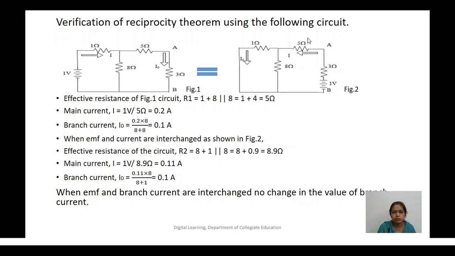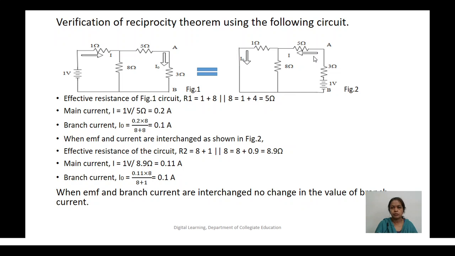Now after interchanging the branch current and the EMF, as shown in figure 2, we'll find the effective resistance of figure 2. The main current is flowing like this. I naught is the branch current, and there is another branch current here also. In this case, 1 ohm and 8 ohms are in parallel. That parallel combination is in series with 5 and 3. 5 plus 3 is 8 ohm. So this parallel combination is in series with 8 ohm, and the effective resistance will be 8.9 ohms.